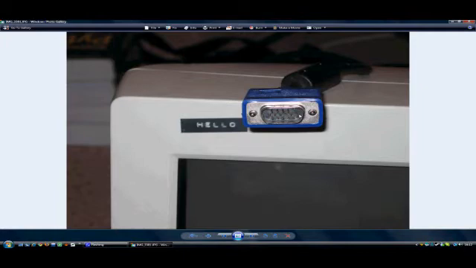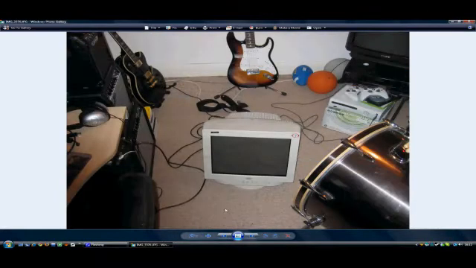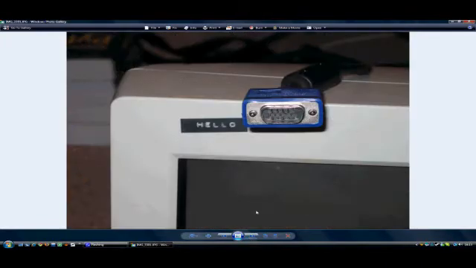So how do I get around that? Because obviously this is a very old screen I'm dealing with here, if you take a look at it. It's a big CRT screen, I think. So yeah, pretty darn old. So that's why it's got this old VGA plug.